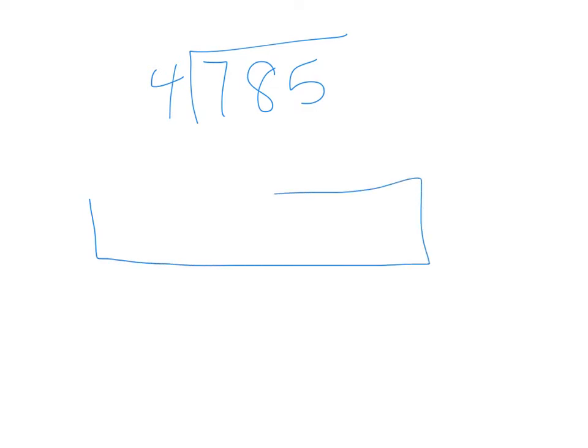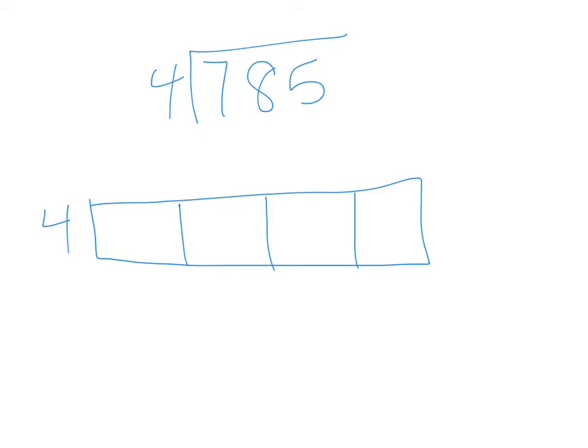Today we're going to take a look at the problem 785 divided by 4. So in this problem, 785 is my dividend and 4 is my divisor. The first thing I'm going to do is set up a rectangle and divide it into sections. I'm going to start with 4 sections. I might need more than that, I might not need as many, but we'll just start with 4. And then I'm going to write my divisor 4 off to the side.